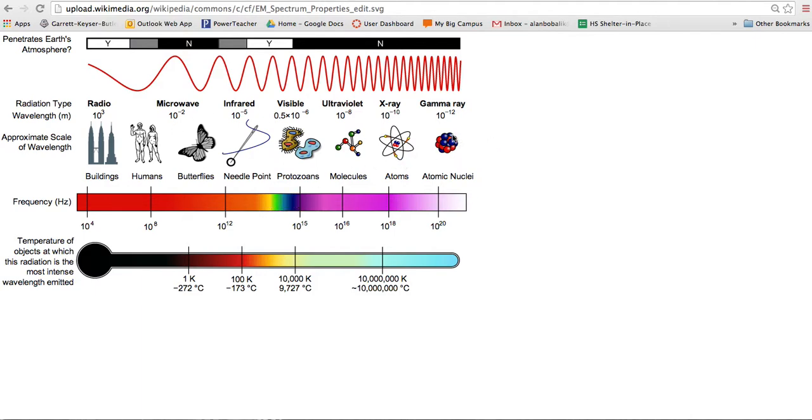But stars and other things are emitting light all along the spectrum. They're emitting infrared light, they're emitting gamma rays, all sorts of stuff. But right now, we're just going to focus on the infrared light.